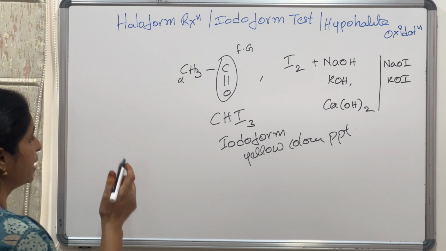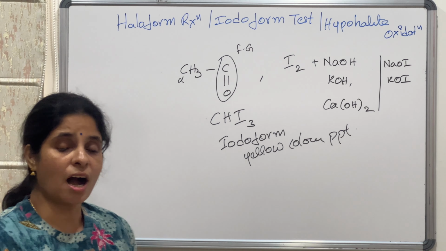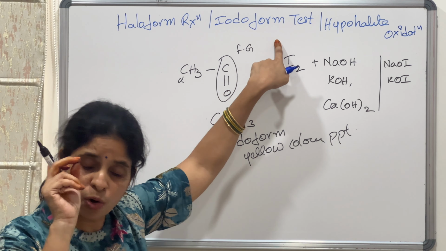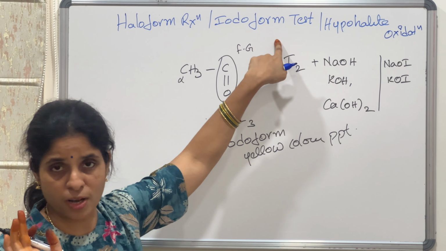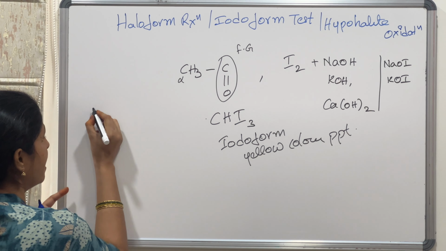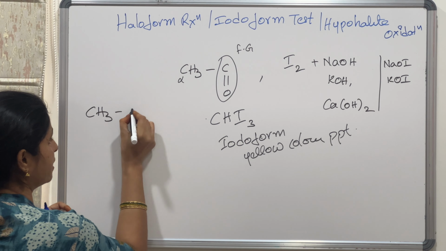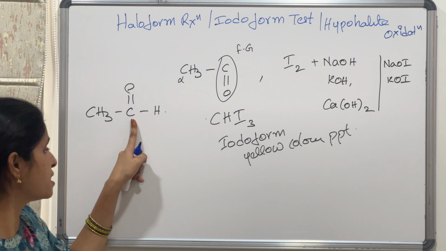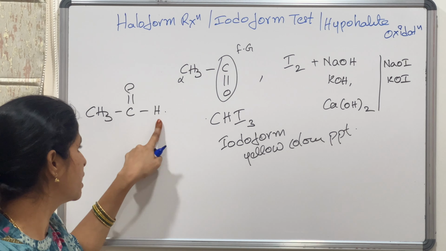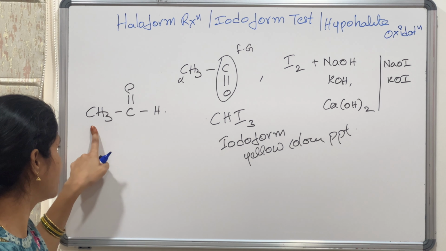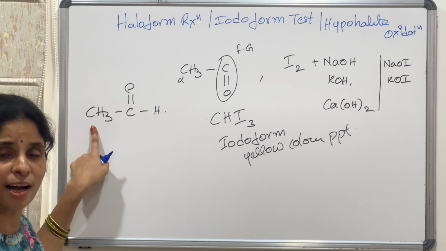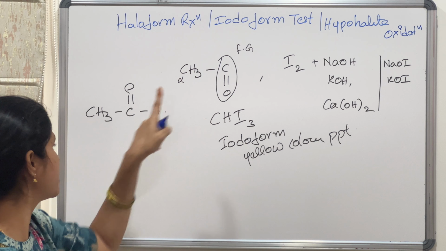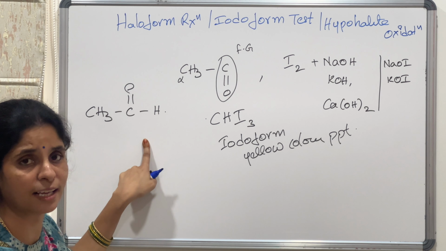And now, what is the aldehyde which gives the positive iodoform test? The only aldehyde which gives the positive iodoform test is ethanal, it is acetaldehyde, because aldehyde means it should contain C double bond O with hydrogen attached, and on the other side you should have 3 alpha hydrogens. So the only aldehyde which gives the iodoform test is ethanal or acetaldehyde.